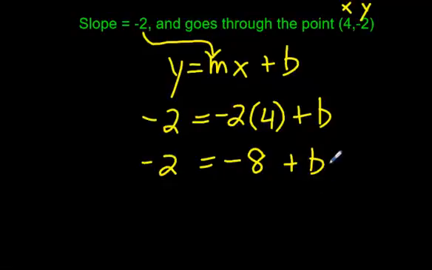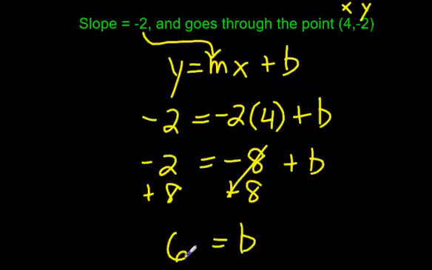We want b all by itself, so we're going to have to get rid of this negative 8 and bring it over. How do we do that? Do the opposite of negative 8, which is plus 8. And make sure you do it to both sides. Okay, I'm going to cancel these two. So b is equal to, what is negative 2 plus 8? Again, if you know how to add these things called integers, you're going to realize that it's 6. Okay? We now know the final answer, the thing we've been waiting for.